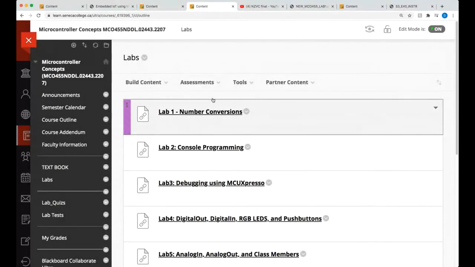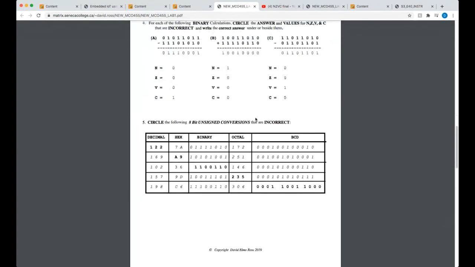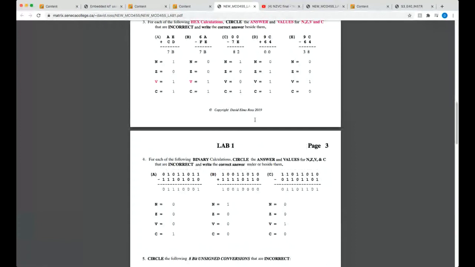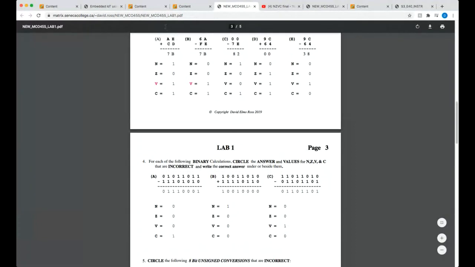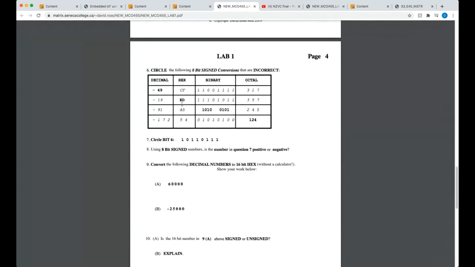So let's go back and take a look at number conversions, and let's see where we're at so far. At this point, if you know that these numbers are correct when you're doing the additions and subtractions, you should be able to figure out all of N, Z, V, and C for number 3 and number 4, okay? But here's the other thing that's going to fry your brains. How do we figure out the sign conversions and come up with numbers that make sense? That's going to be a little difficult as well.